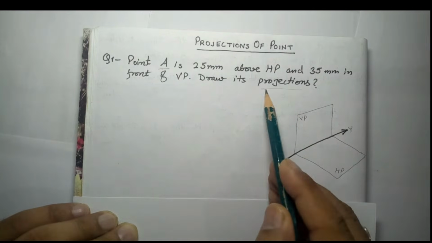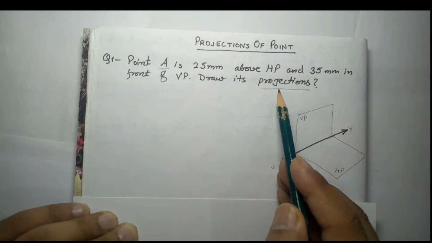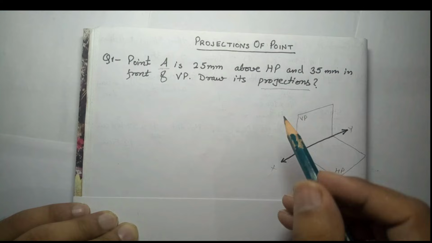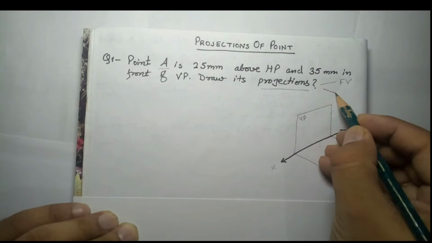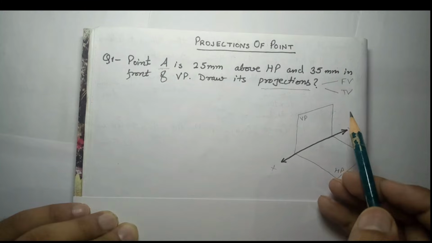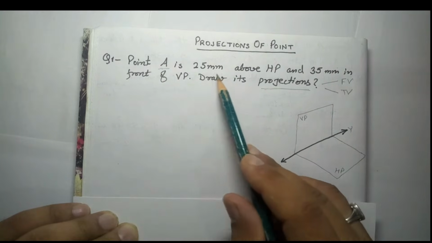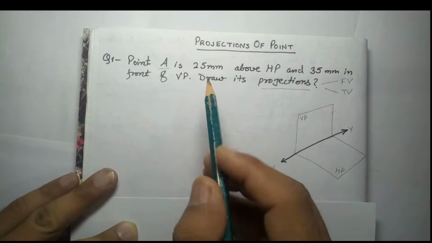Draw its projection means we have to draw the views. Whenever the question says projection, it means we have to draw the views, and I have told you there are two views to draw, front view and top view. So we have to draw the front view and top view of point A as per the given case.